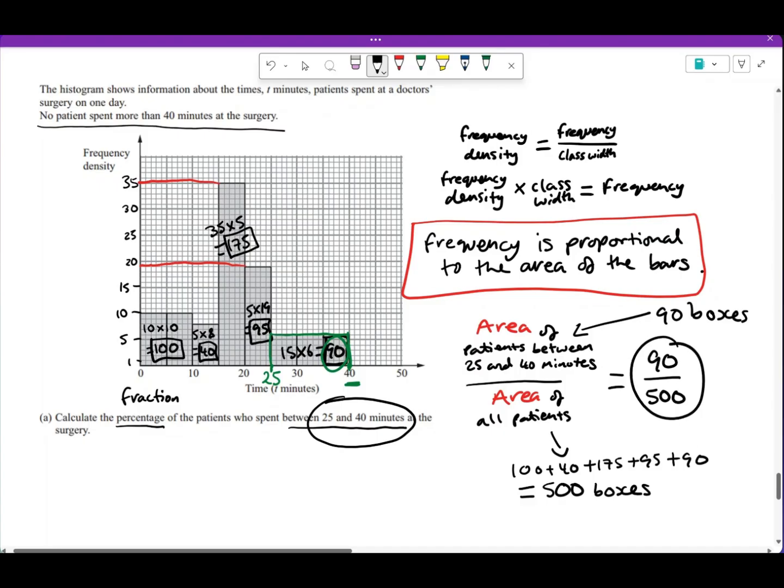And once I've got my fraction, all I need to do with this to get my percentage is I need to multiply by 100. Which if I pop into the calculator, gives me 18% like that. So that would be the answer to the question.